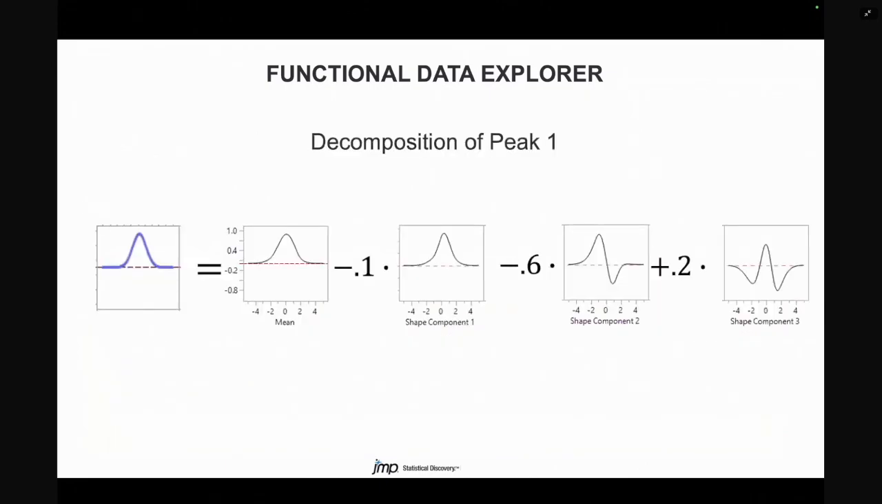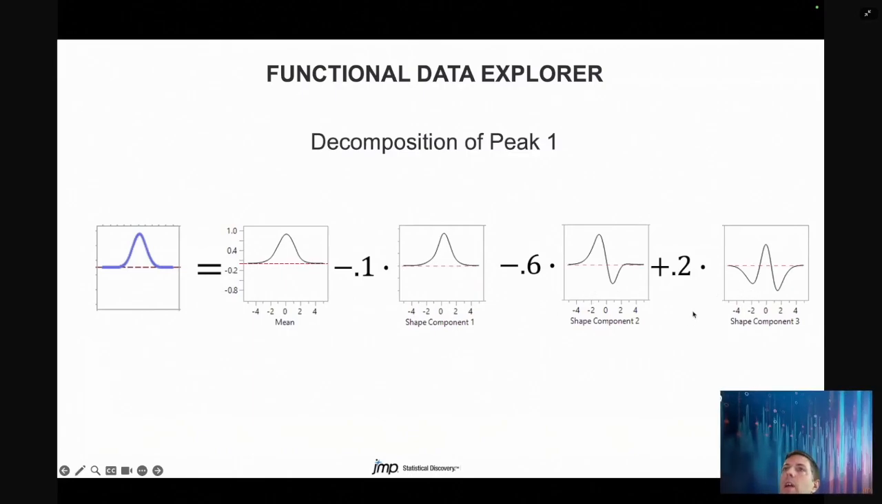So here is what the first peak looks like. We have the mean, and then this first functional principal component score was a minus 0.1. So we multiplied that by this first shape component, and then we had a minus 0.6 for the second one, and then add that up with a 0.2 for the last one, and we're now able to get back what the model fit was for the first one.